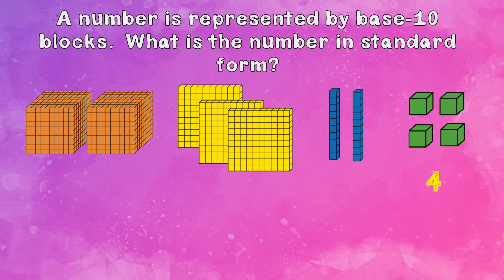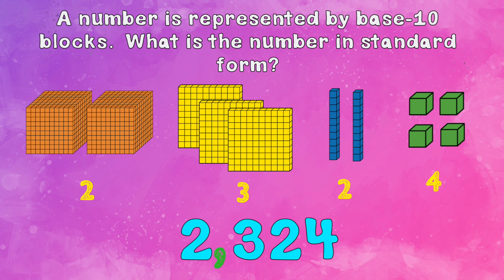There are 2 tens blocks, so the number 2 will be written underneath the tens blocks. There are 3 hundreds blocks, so we will write the number 3 underneath the hundreds. And there are 2 thousands blocks, so we will write the number 2 underneath the thousands. To write the number in standard form, we put all the numbers together and a comma right after the thousands place. So the number in standard form is 2,324.